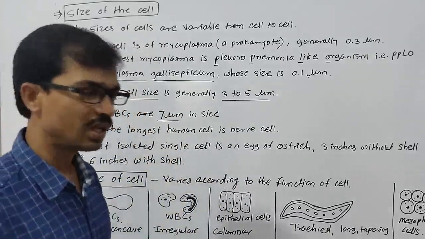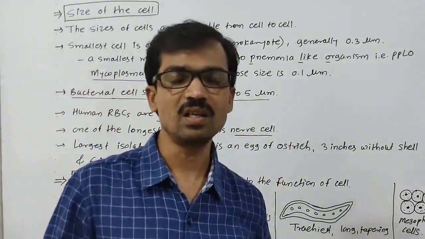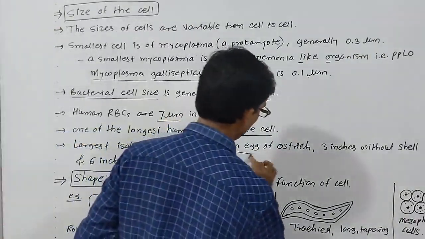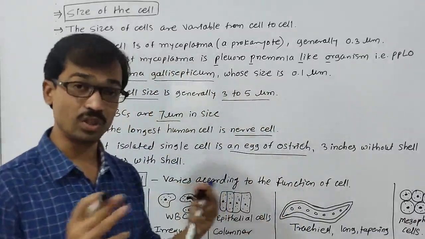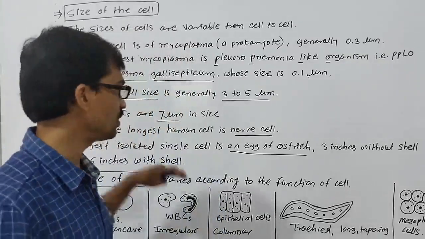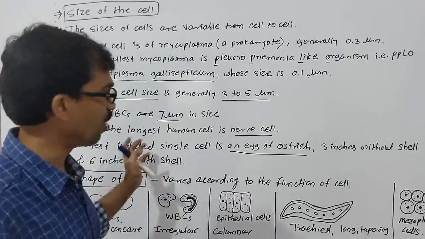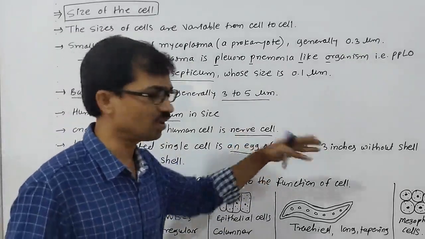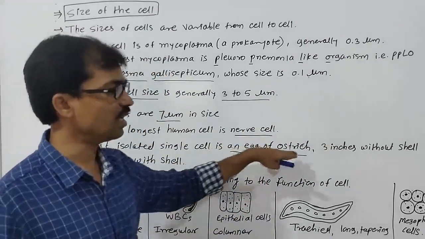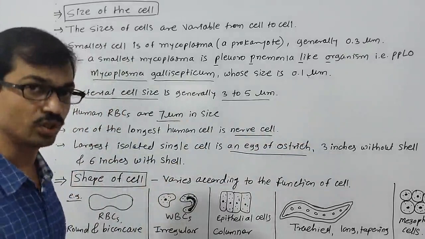One of the longest human cell is the nerve cell, and till date the largest single isolated cell that we humans have observed is an egg of ostrich, which is 3 inches without shell and 6 inches with its shell. Okay, so this is the single large isolated cell, मतलब not associated with the body, ऐसा cell है, egg of an ostrich, which is a single cell. हर egg basically single cell होता है, तो ऑस्ट्रिच का ये एक भी सिंगल सेल है, लार्जेस्ट सेल, 3 inches without shell and 6 inches with shell.